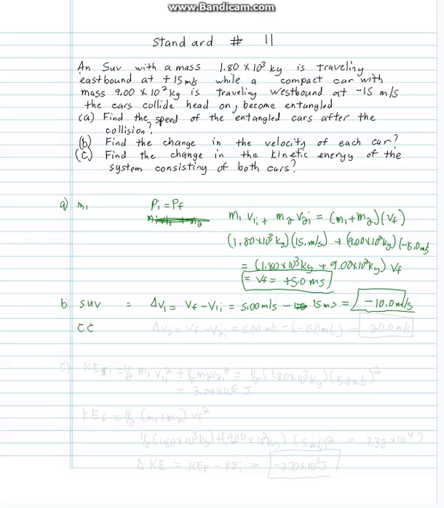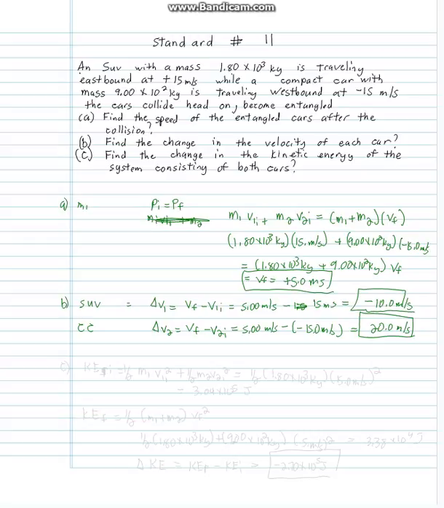For the compact car, we get change of velocity 2 equals V of F minus V2 initial, equals 5.00 meters per second minus a negative 15.0 meters per second, which equals 20 meters per second. And that is our change in the velocity of the compact car.